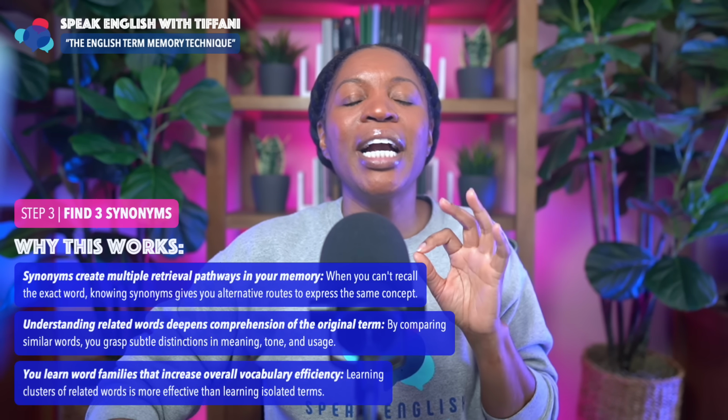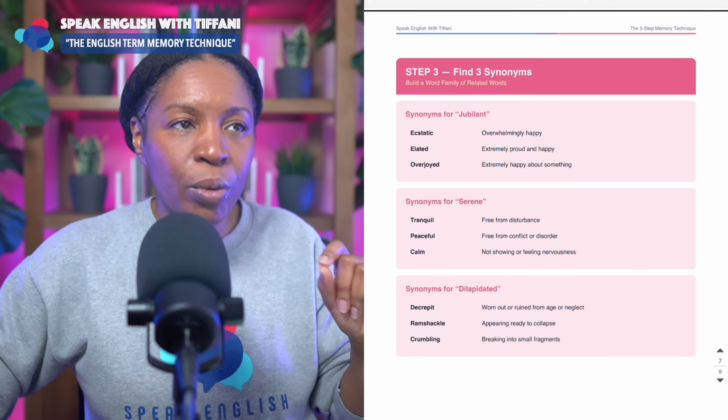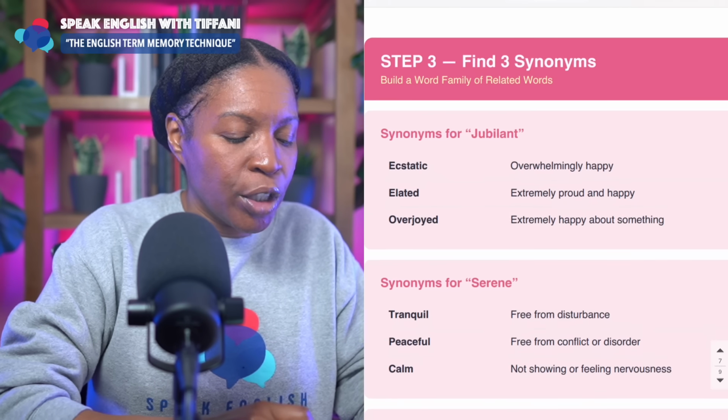So let's check out what the example would look like by looking at my notes. So again, we are on step number 3. Now remember, we have 3 words. We have jubilant, serene, and dilapidated. Let's start with jubilant.